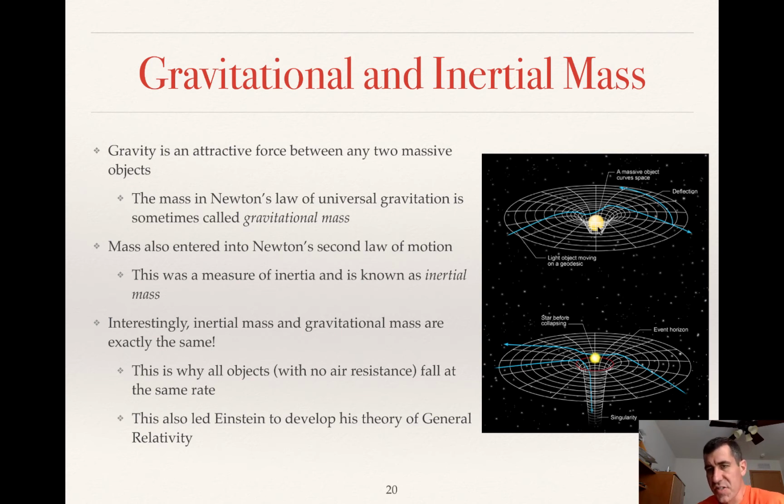One of the predictions from general relativity is that even light will get bent near very, very large masses. If Newton's law of universal gravitation was all there was, well, light doesn't have any mass, so it shouldn't be affected by gravity. But observations have shown that light is in fact bent by very large masses. So this is one of the first pieces of evidence supporting general relativity.